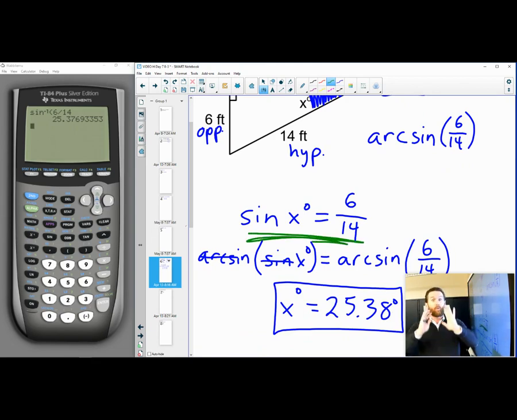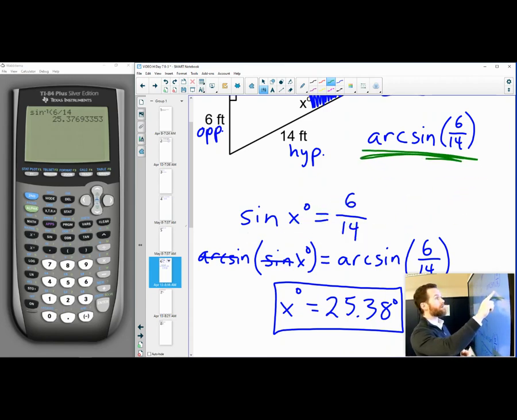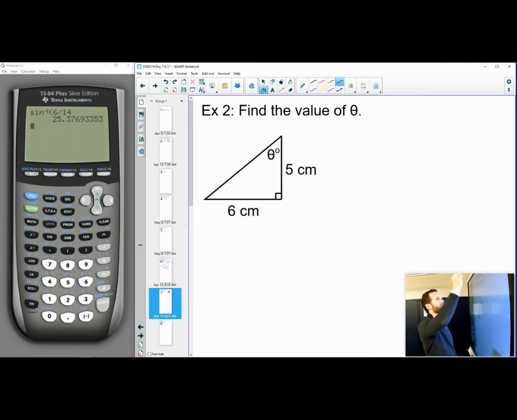Okay, with these problems, we always start with the equation. But if you're good enough to go straight there, more power to you. Let's take a look at this next one we're doing together. Find the value of theta. This Greek letter that we usually use to represent angles in math is called theta. But even if you don't know what it's called, it's just a variable. That's what we're looking for.